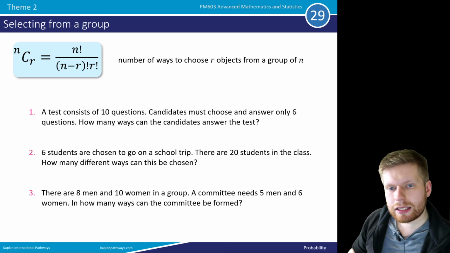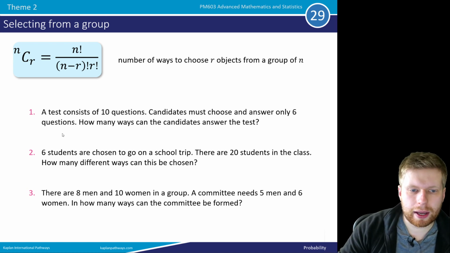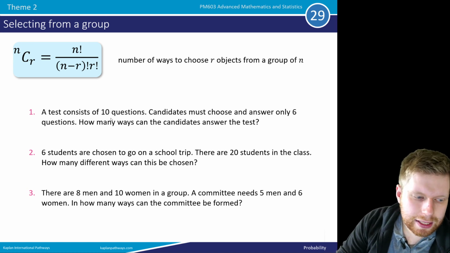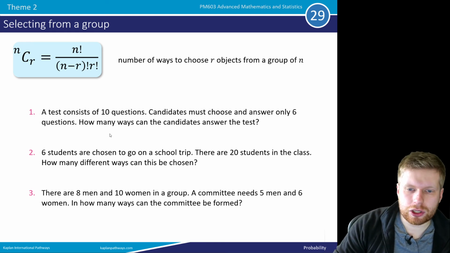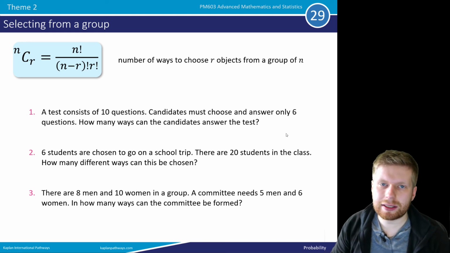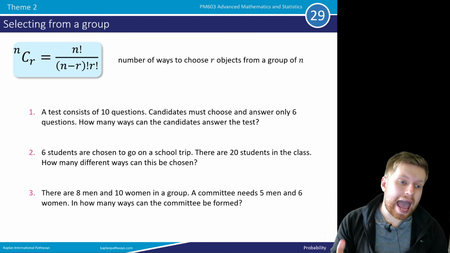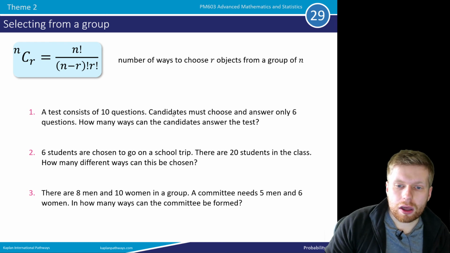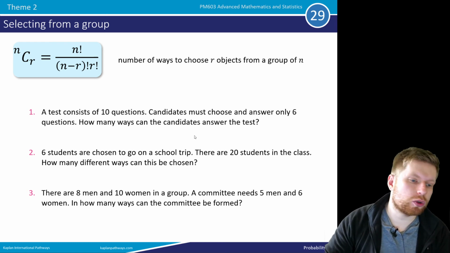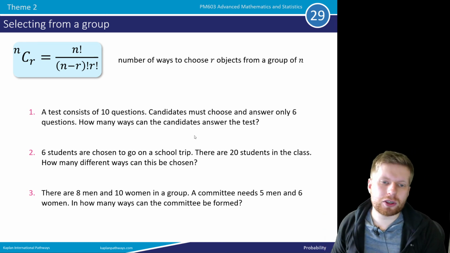So this is my general formula up here. Let's suppose we have a test and it consists of 10 questions. Now, we must choose and answer only 6 questions. How many ways can the candidates answer the test? In this case, we don't care about what order the candidates answer the questions. Notice the wording of the question. They just have to choose and answer 6 questions. We don't care what order they answer them in.